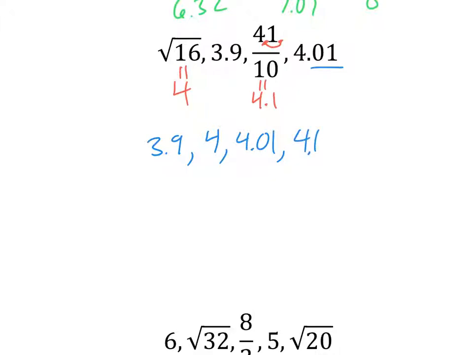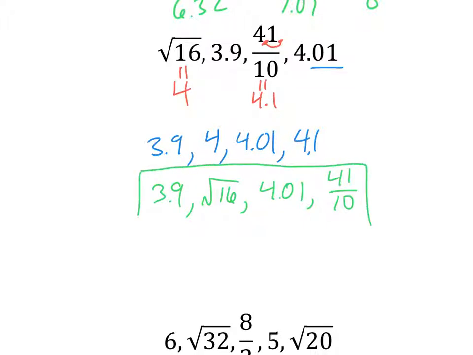And then finally, let's rewrite these back into the forms that we were given. Okay, so 3.9 is still 3.9. 4 would be the square root of 16. 4.01 is the same. And 4.1 was written as 41 over 10. Okay, so you see how we can manipulate the form that our numbers are in so that we can figure out which order they go in.